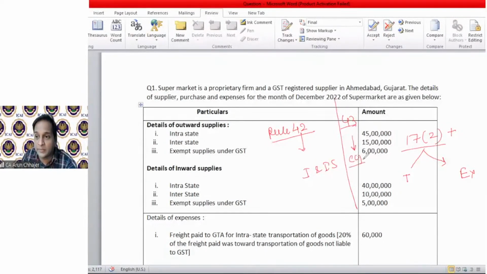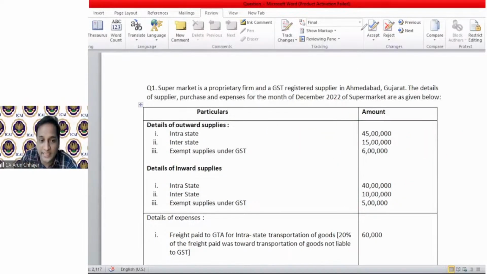Sir, why am I teaching so much of the provision? Because these would form part of your working note. मैं जितने भी डिस्कशन कर रहा हूं, these would somehow form part of your working note. ठीक है. Let's move further.